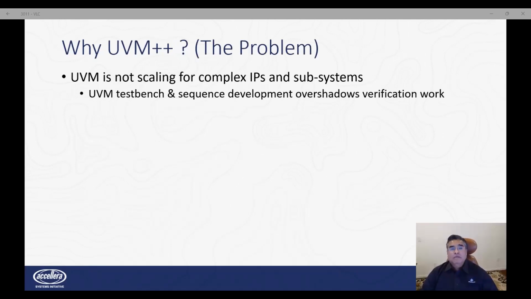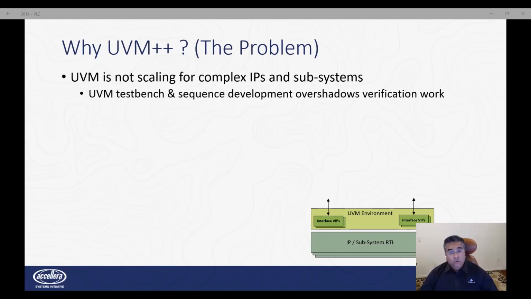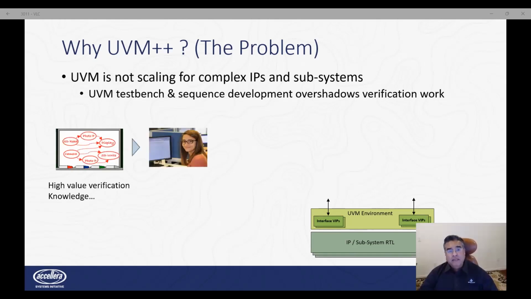So why do we need UVM++? Clearly, UVM is not scaling for us as our IPs become more complex and as we try to deal with multi-IP subsystems. We get our RTL from the designers. This is cool. We pull together the formal UVM environment with the interface VIPs, and this happens fairly efficiently. Then our real work is to go understand what our IPs and our subsystems want to do. And this is the high value verification knowledge that we collect.